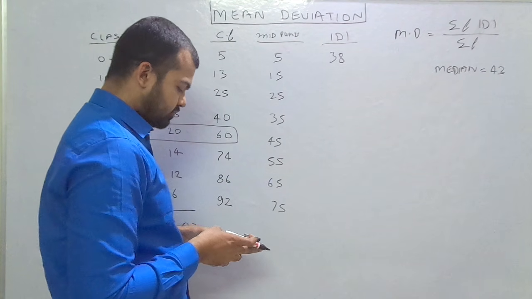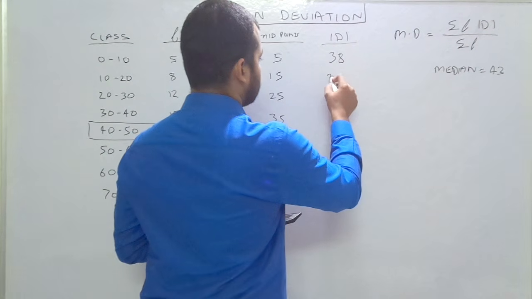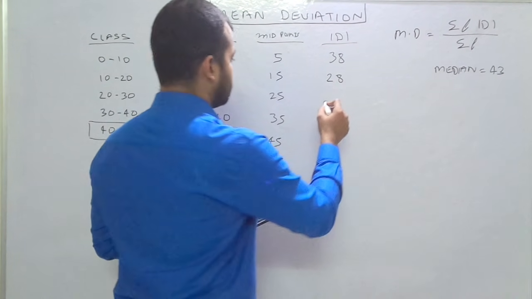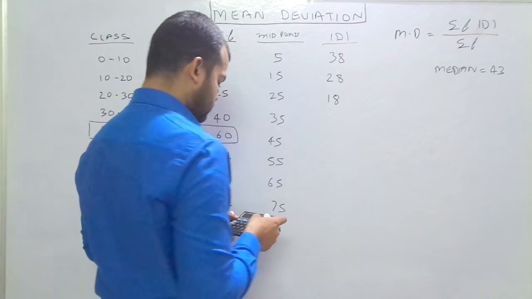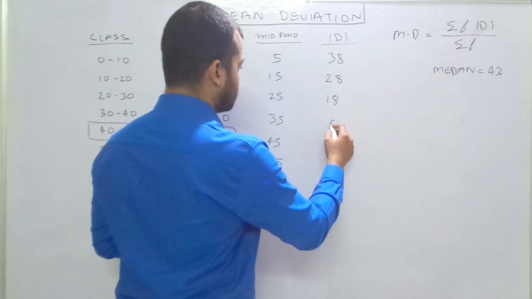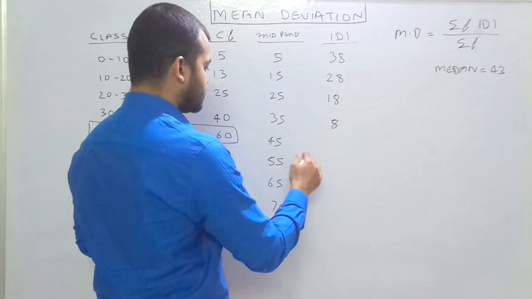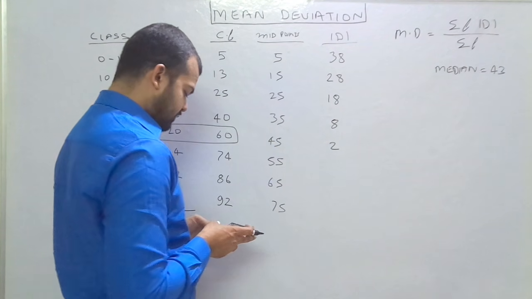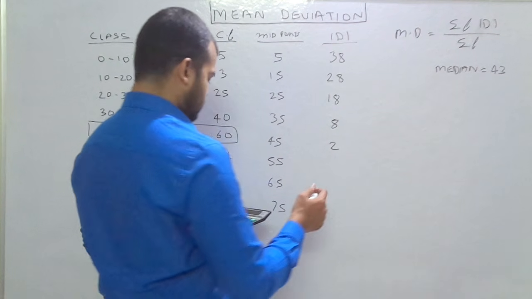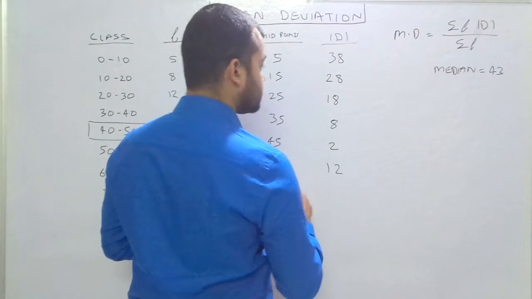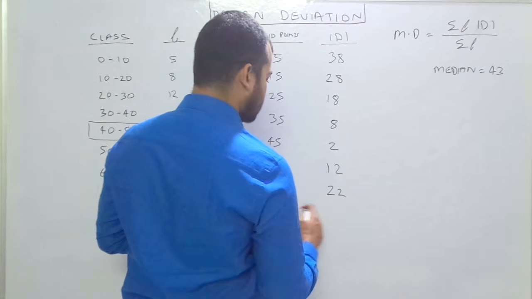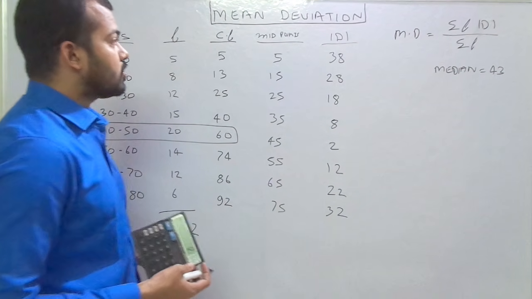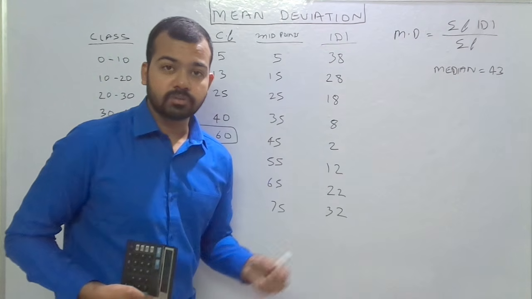Now 15 minus 43, that is 28. 25 minus 43, that is 18. 35 minus 43, that is 8. 45 minus 43, that is 2. 55 minus 43 is 12, 65 minus 43 is 22, and 75 minus 43 is 32. Now this is the column of deviations. Now we are putting modulus to it.